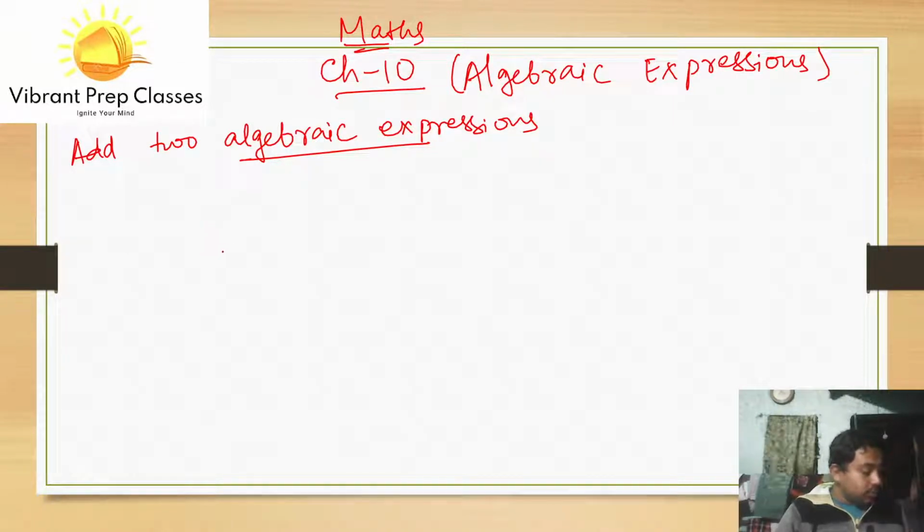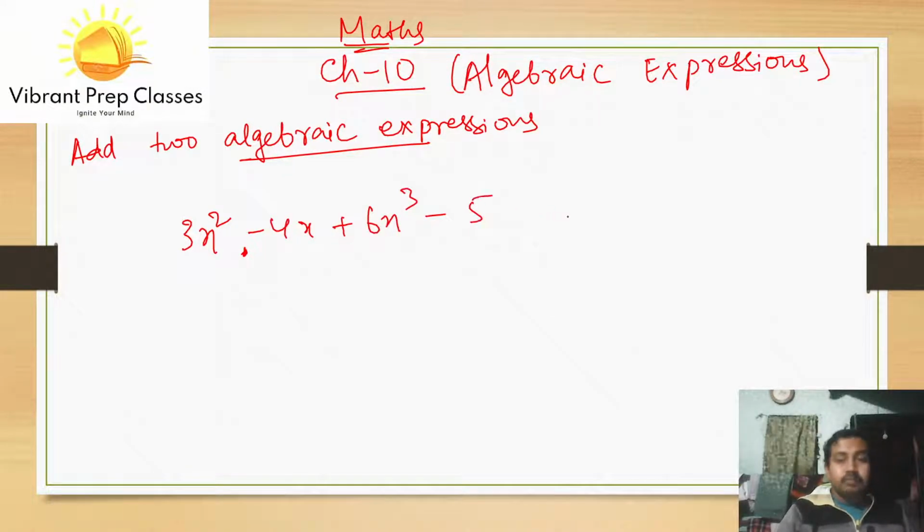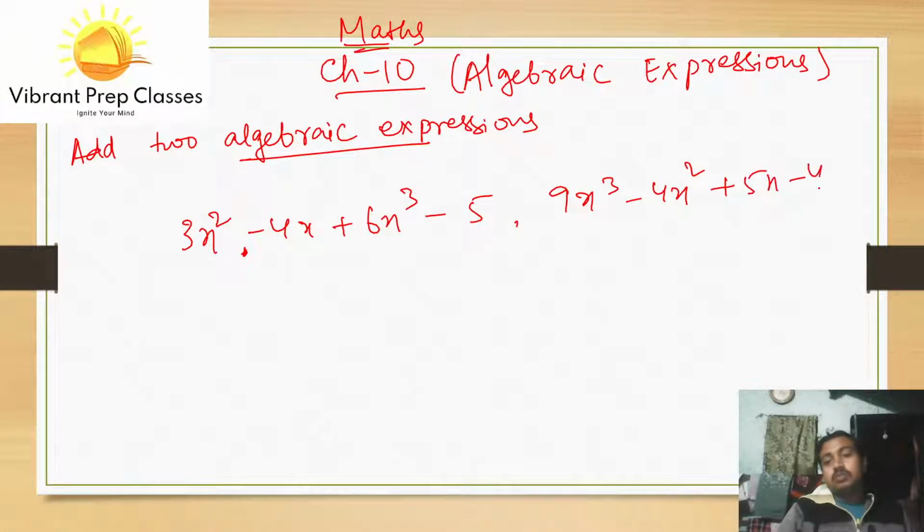Suppose I take 3x² - 4x + 6x³ - 5 as one of the expressions, and the second expression is 9x³ - 4x² + 5x - 4. So you are asked to add these two algebraic expressions. So how can we add? Basically we write the first expression as it is.